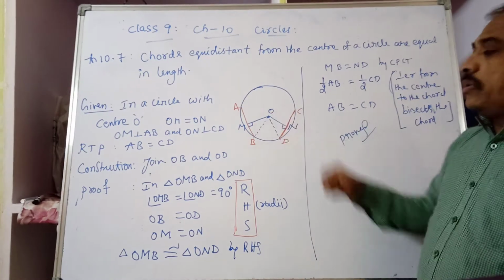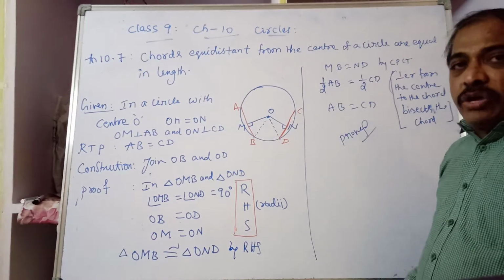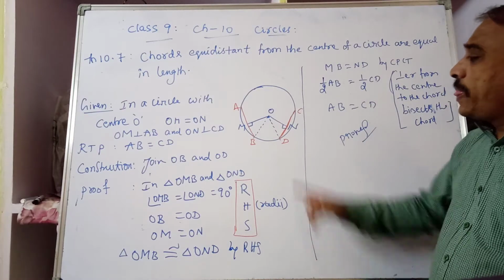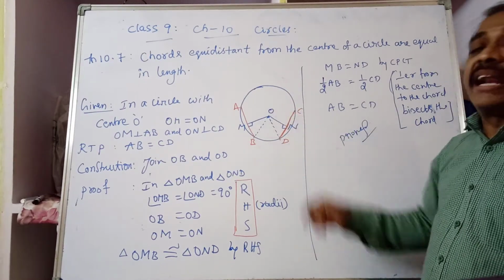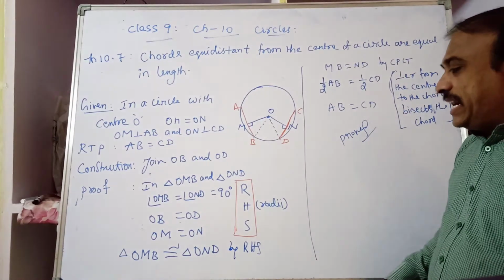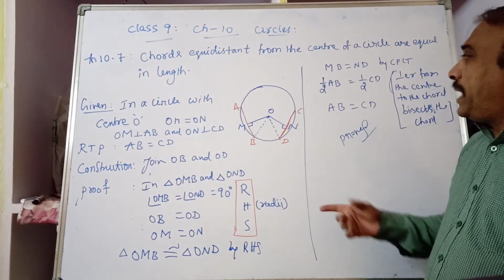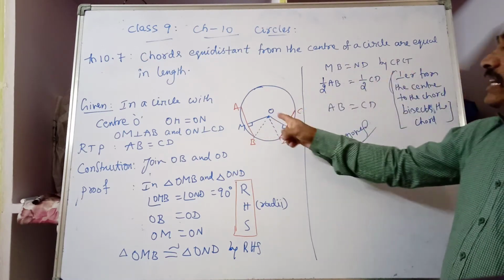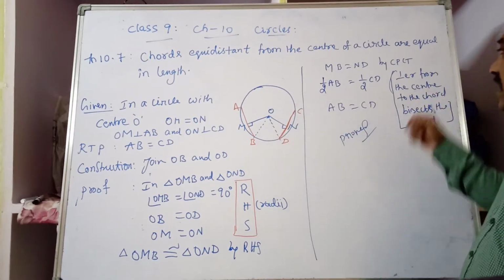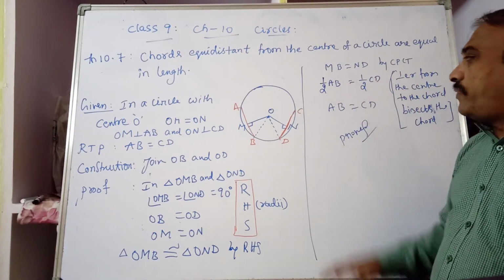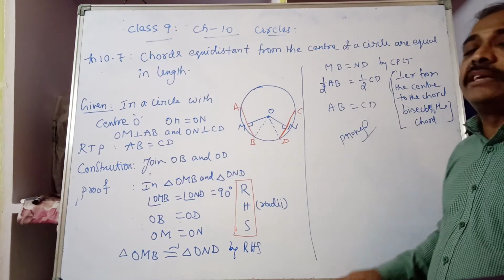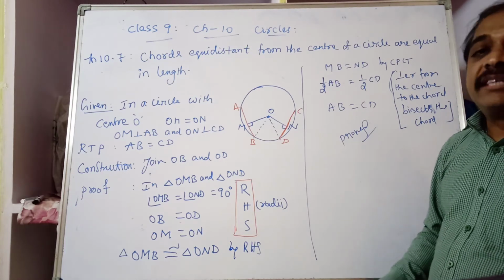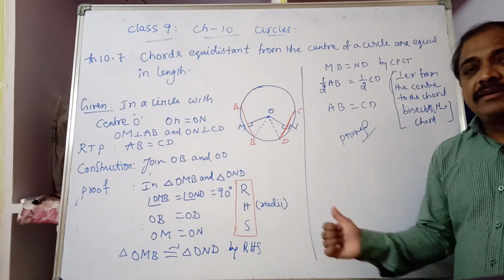It is given that OM is equal to ON, the perpendiculars to the chords. OB and OD are constructed, and they are radii of the circle. By RHS criteria, we proved that the triangles are congruent. By CPCT, MB is equal to ND, but MB is half of AB, as a line segment from the center to the chord bisects the chord. So half of AB is equal to half of CD. Half gets cancelled, then AB is equal to CD. Is it clear, students? This is about the 10.7 theorem. Understood?